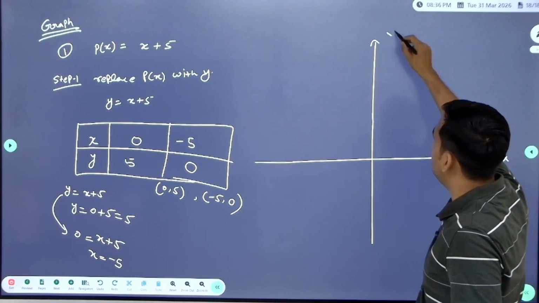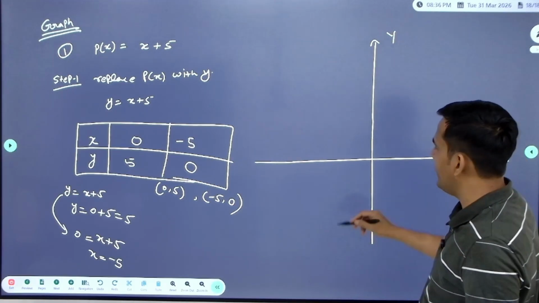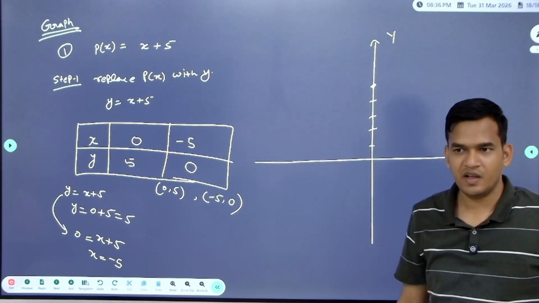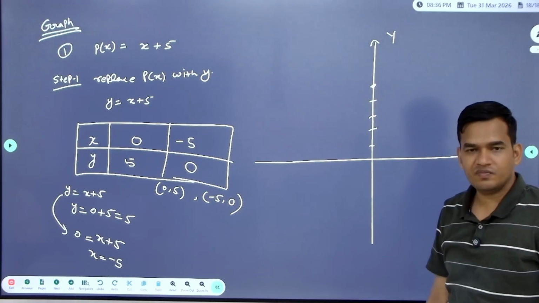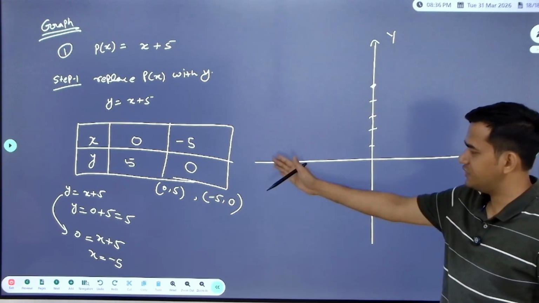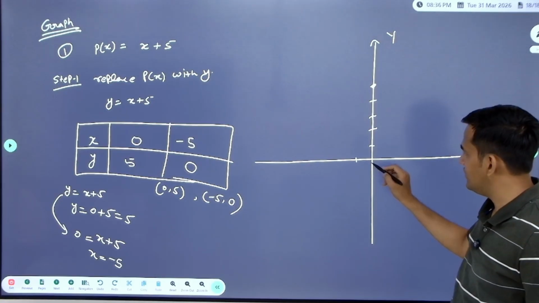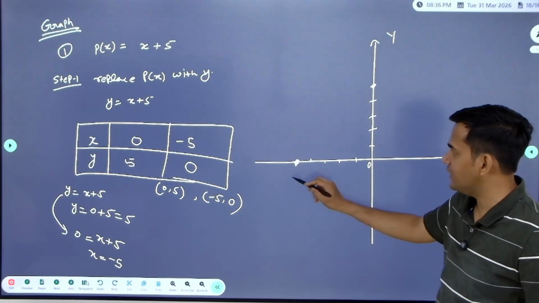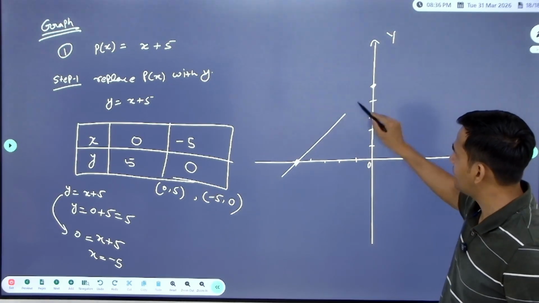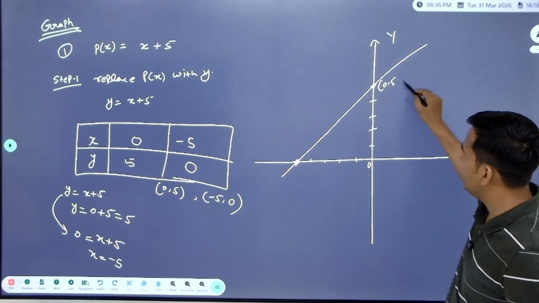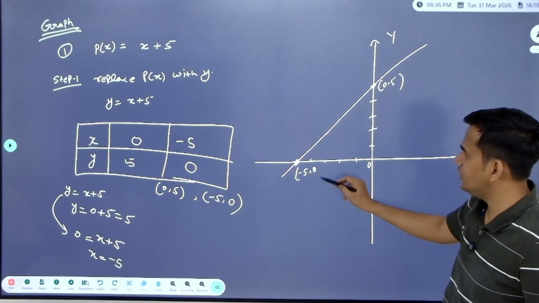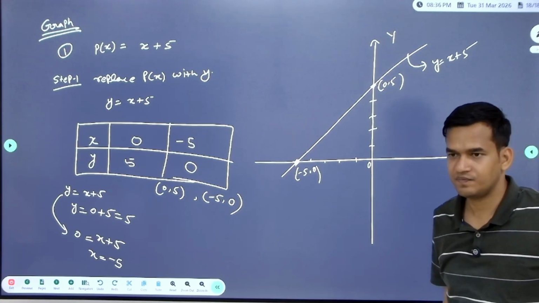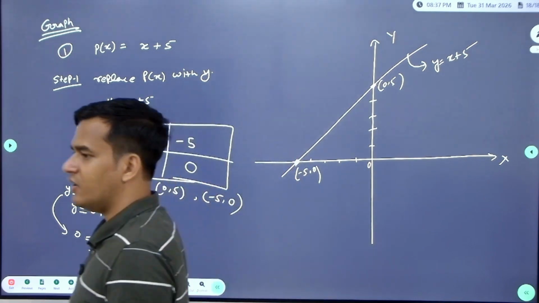Coordinate axis x, y. 0, 5 will be at 1, 2, 3, 4, 5. 0, 5 will be here and minus 5, 0 on x-axis. Minus is on left side. So this is origin, minus 1, minus 2, minus 3, minus 4, minus 5. This is minus 5, 0. So these two are points, this is 0, 5 and this is minus 5, 0. And this line is y is equal to x plus 5. This is the graph of polynomial.